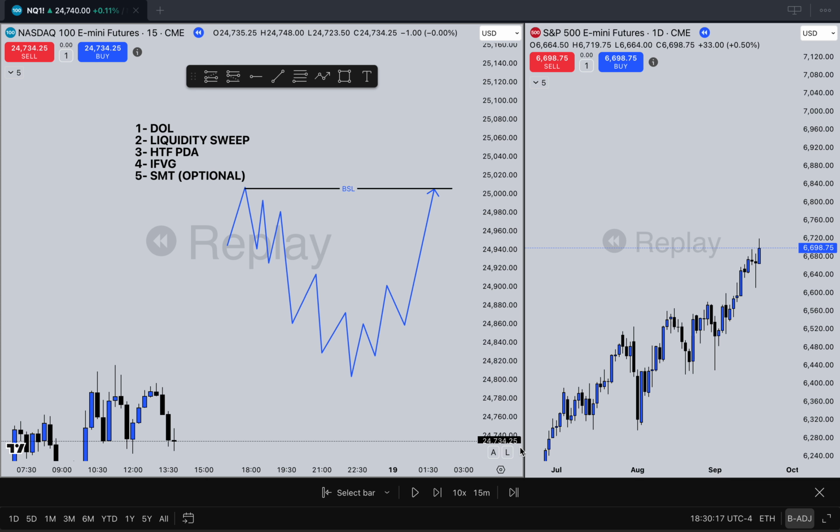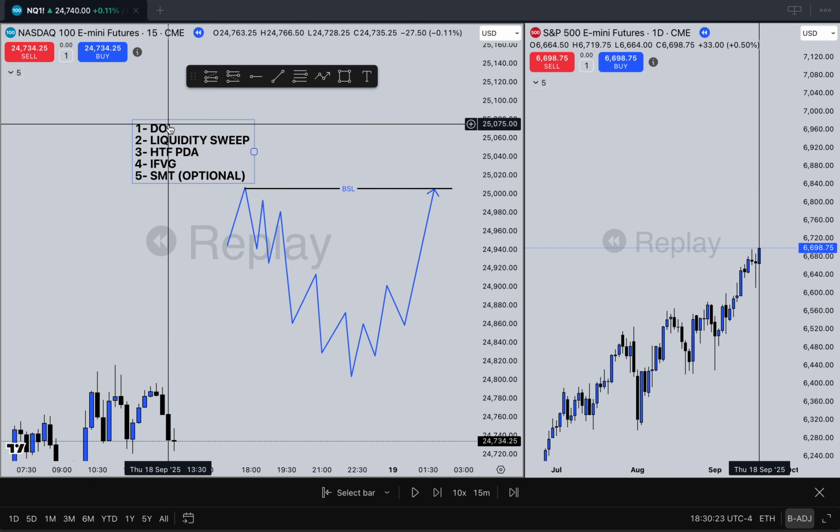So I use four key concepts. The first and most important by far is draw on liquidity. Without draw on liquidity, no trade you take will have any narrative. This isn't unique to my strategy. Every strategy you take needs to have narrative, needs to have a story behind it.